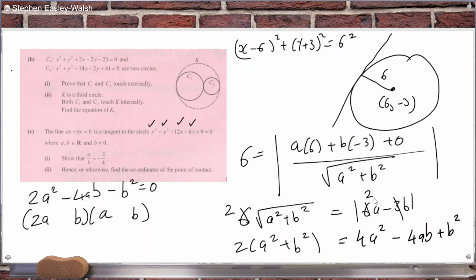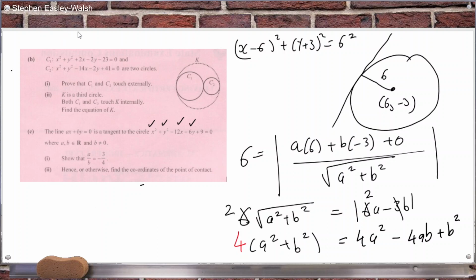4a² − 4ab + b². Oh yeah, I did make a mistake because when I squared both sides, that 2 should have been a 4. So that would be 4a². Oh, that's really good. It means the a squareds cancel. So that 4a² will cancel with that 4a². So you're left with 4b² + 4ab − b² = 0. So you have 3b² + 4ab = 0.